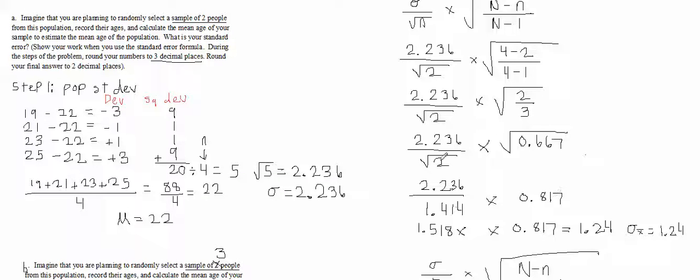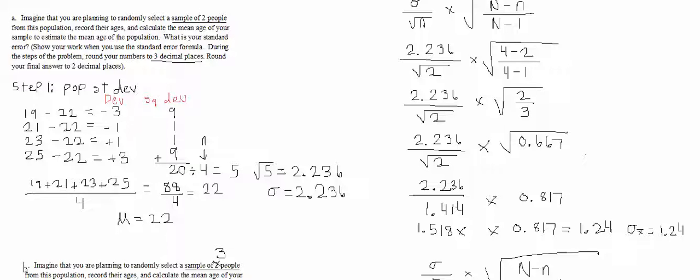We also need to take the square root of 2, which is 1.414. And at this point, we don't have any more square roots because we took the square root of this and we took the square root of this. Now we just have to divide this fraction, divide the top by the bottom. This number divided by this number comes out to 1.518. And now we just have 2 numbers we can multiply, and we get our answer. The standard error is 1.24.